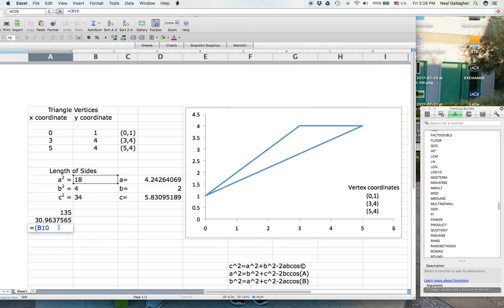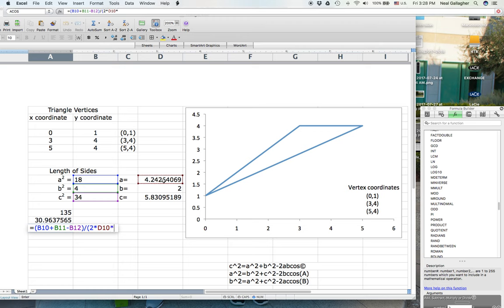A squared plus b squared minus c squared, close paren. Now I want to divide this by 2 times a times c, close that.